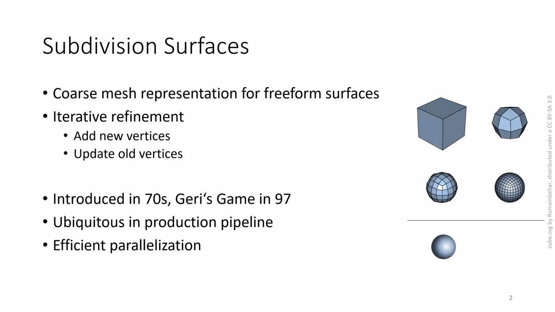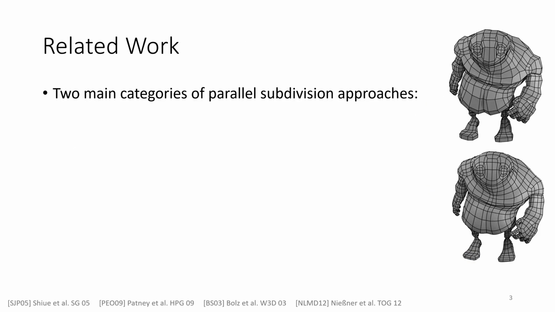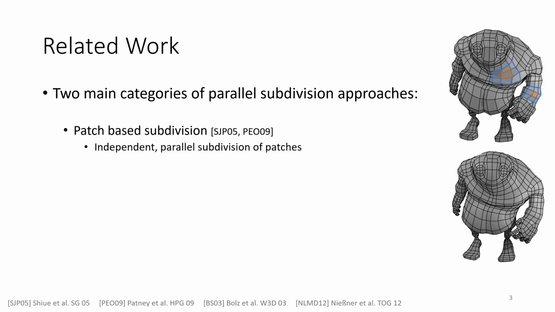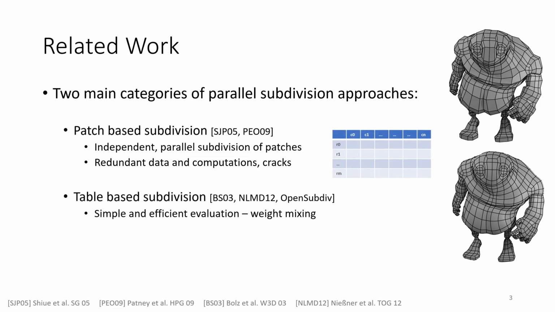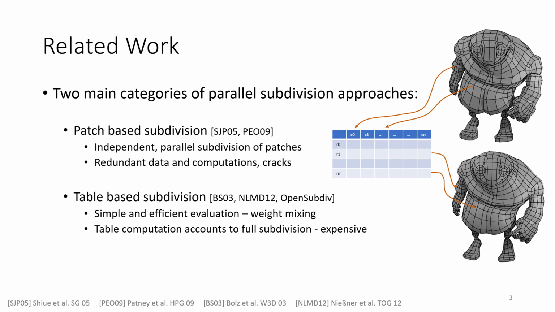In general, there are two main categories of parallel subdivision approaches. Patch-based approaches split the mesh into patches which can be subdivided independently. While this can be parallelized efficiently, patches have to overlap, introducing redundant data and redundant computations. Furthermore, cracks between patch boundaries might be introduced due to floating point errors. Table-based approaches are very efficient in re-evaluating vertex data, for example in animated meshes during rendering. But subdivision tables depend on the mesh connectivity and their computation accounts to a full symbolic subdivision, which is expensive.